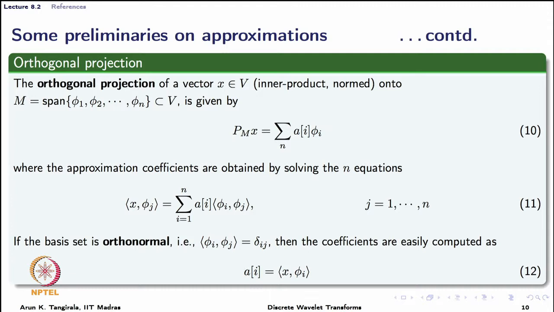Pm of x, that is what we meant earlier, but we will talk about it. Right now we are only talking about projection. So, if I give you x and if I give you the basis functions phi, the orthogonal projection is calculated with the help of equation 10, where the coefficients are computed by solving these n equations in equation 11. How do I get this equation? Let me quickly show you that.